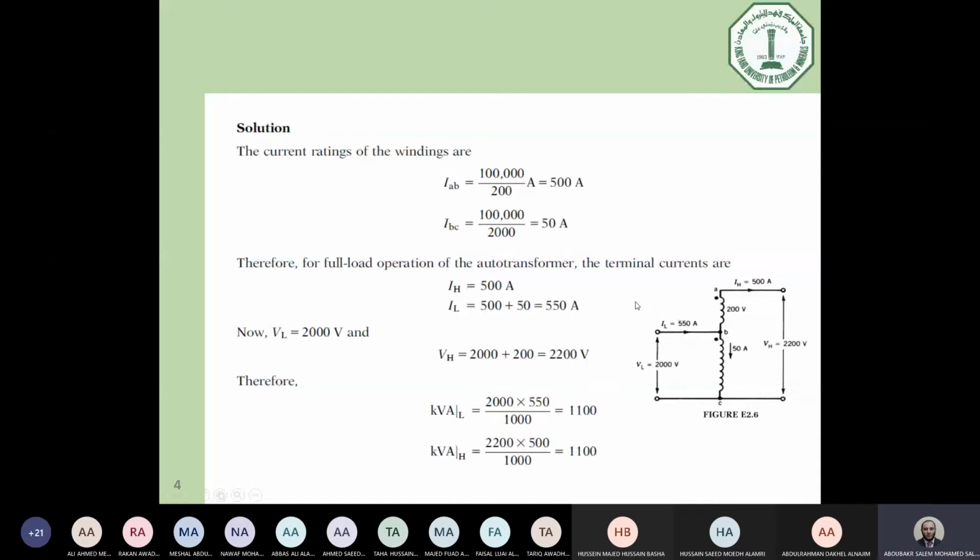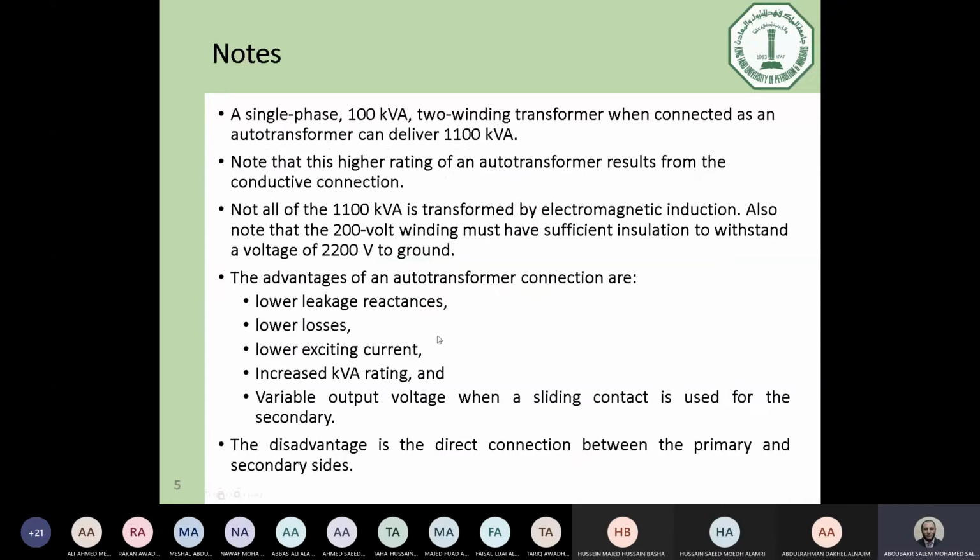We calculated this in the previous class, and we found that the apparent power input to the transformer now equals V low multiplied by I low, which is 1100 kVA. So now the notes are: if we have a single phase two winding transformer and just connect it as an auto transformer, the kilovolt ampere rating will be increased.